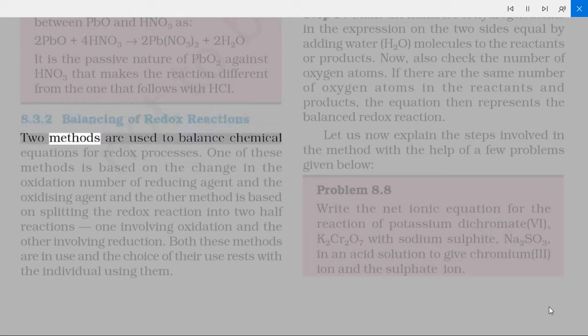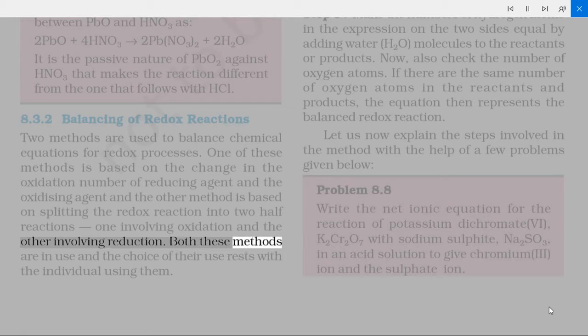8.5.2 Balancing of redox reactions. Two methods are used to balance chemical equations for redox processes. One of these methods is based on the change in the oxidation number of the reducing agent and the oxidizing agent, and the other method is based on splitting the redox reaction into two half reactions, one involving oxidation and the other involving reduction.